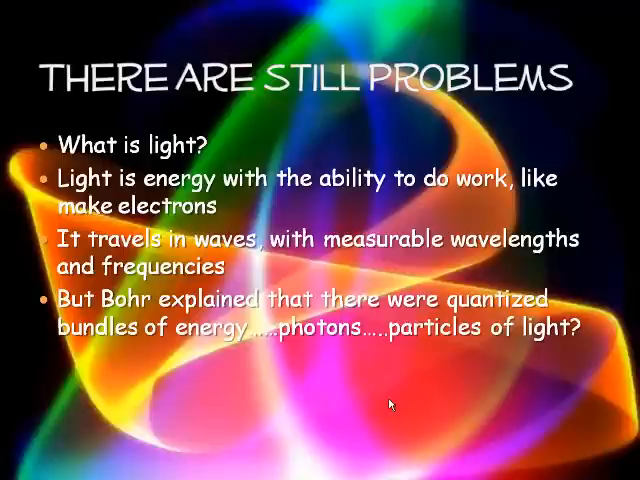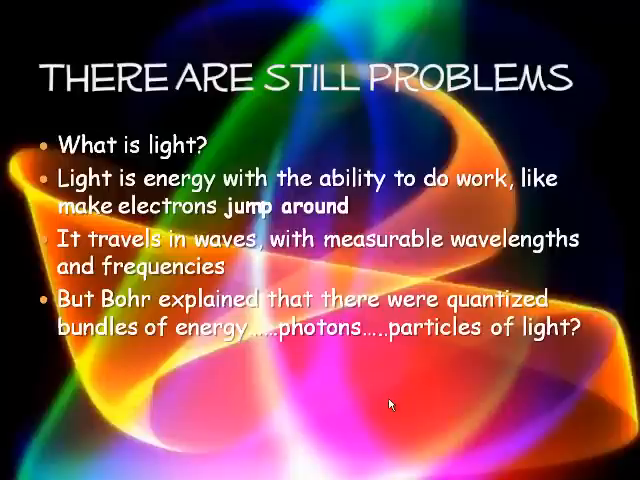Well, there are still problems. We don't know what light really is. Well, light is energy. And energy is defined as the ability to do work, like make electrons jump around. Light travels in waves, just like other forms of energy, and waves have measurable wavelengths and frequencies.